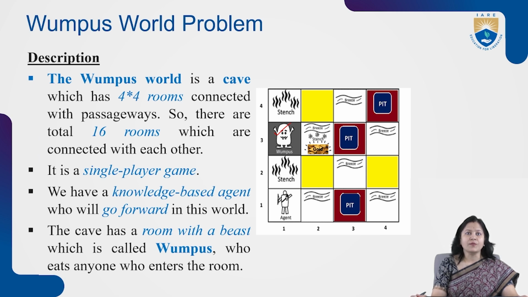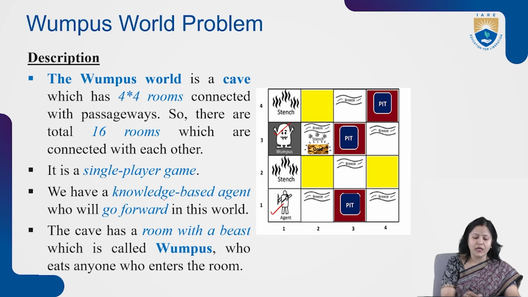The description of the problem is that it is a cave. The Wumpus World is a cave which has 4x4 rooms. 4x4 rooms means 16 rooms, and all the rooms are connected with each other. And it is a single player game. Here the single player, the agent, is present with one arrow. We have the knowledge-based agent who will go forward in this world.